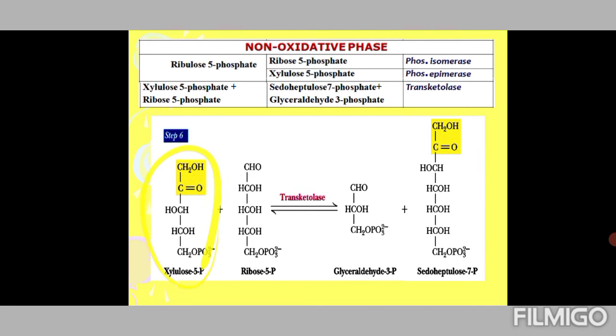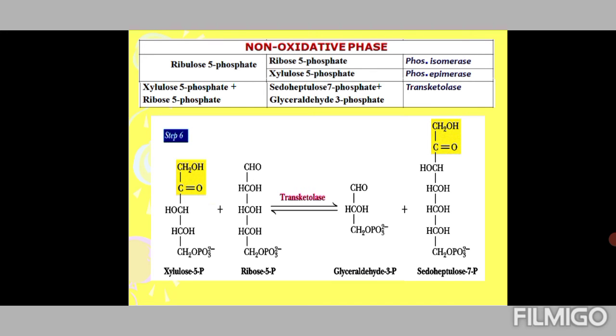So this is a 5-carbon compound, another 5-carbon compound, a total of 10 carbons. It becomes a 3-carbon glyceraldehyde 3-phosphate and a 7-carbon sedoheptulose 7-phosphate. Obviously, transketolase is the enzyme involved, which is a class of transferase enzyme, which transfers a block of 2 carbons from here to this, so that sedoheptulose 7-phosphate is formed. Now, in the next step, these 2 products, glyceraldehyde 3-phosphate and sedoheptulose 7-phosphate, have a combined strength of 10 carbons now.